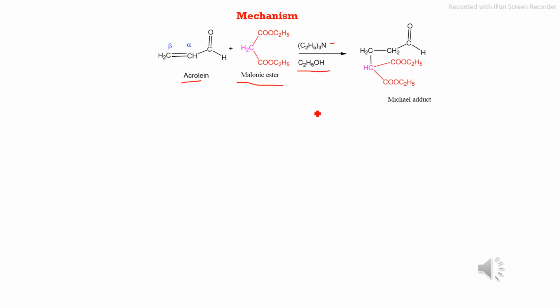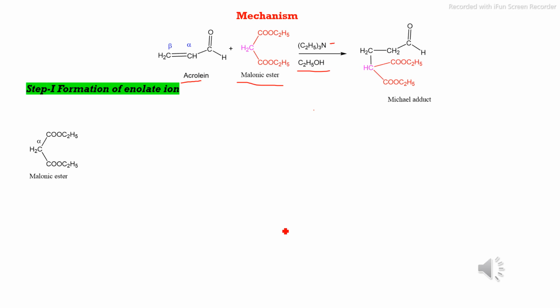Generally, Michael addition reaction takes place in two steps. The first step is the formation of enolate. So malonic ester is an example of an active methylene compound. In this active methylene compound, the methylene group, that is denoted by the alpha carbon atom, has two hydrogen atoms, and these two hydrogen atoms are acidic in nature.